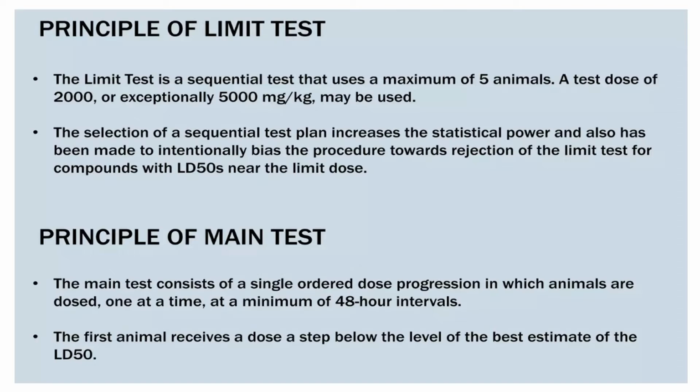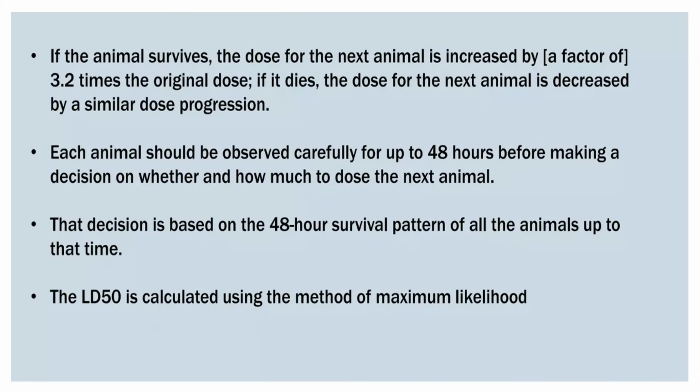The first animal receives a dose one step below the best estimate of the LD50. If we are not deciding 175 mg as the first dose, in case we know that the LD50 is lower than 175, then we have to choose a dose lower than 175. If the animal survives, the dose for the next animal is increased by 3.2 times the original dose. If it dies, the dose for the next animal is decreased by the same dose progression.